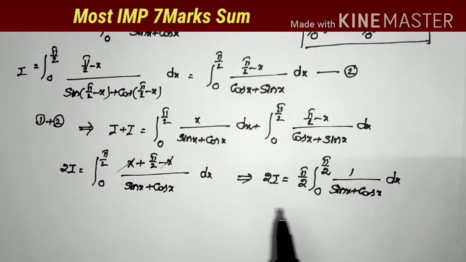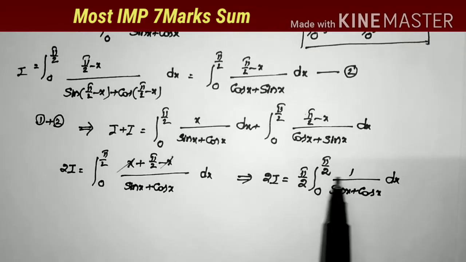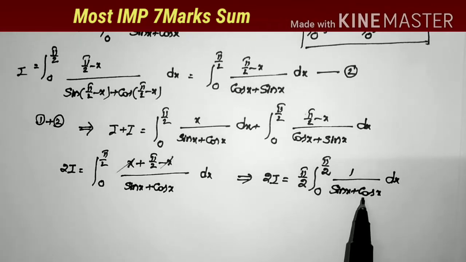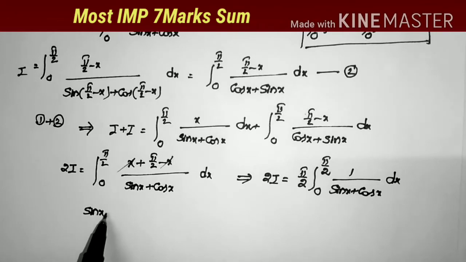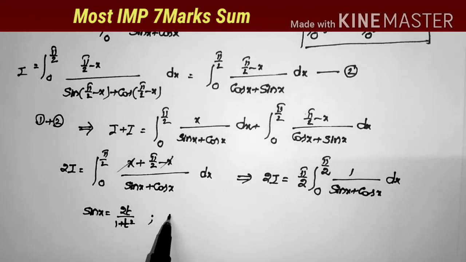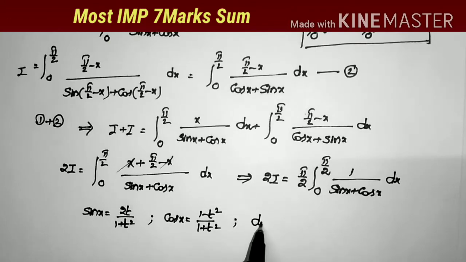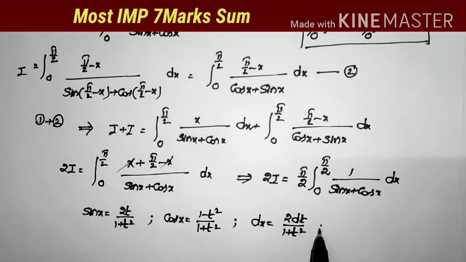Now the question becomes pi by 2 into integral 0 to pi by 2 of 1 by (sin x plus cos x). Now what is the working rule to solve this problem? We take sin x is equal to 2t by (1 plus t square), cos x is equal to (1 minus t square) by (1 plus t square), and dx is equal to 2 dt by (1 plus t square). Now we substitute all these values in the above problem. And what is the t value? t is tan x by 2.